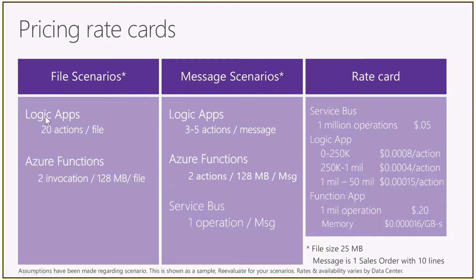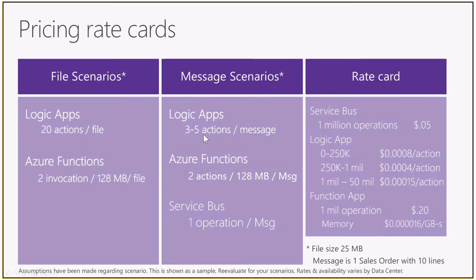So those are all the disclaimers I would put before discussing this topic. For file scenarios, we saw those connector blocks, and each block becomes an action. I looked at some common file connector scenarios, and it looks like around 20 actions per file is what gets executed when you upload a file. If the same thing is done using Azure Functions, what we have seen is it takes about 2 invocations, one to upload, one to monitor. The assumption here is the file size is less than 128 MB.